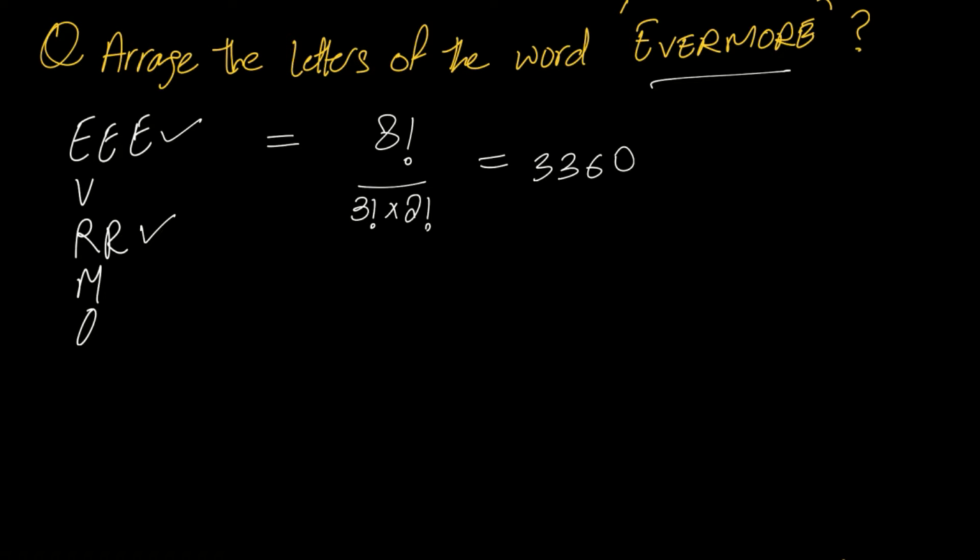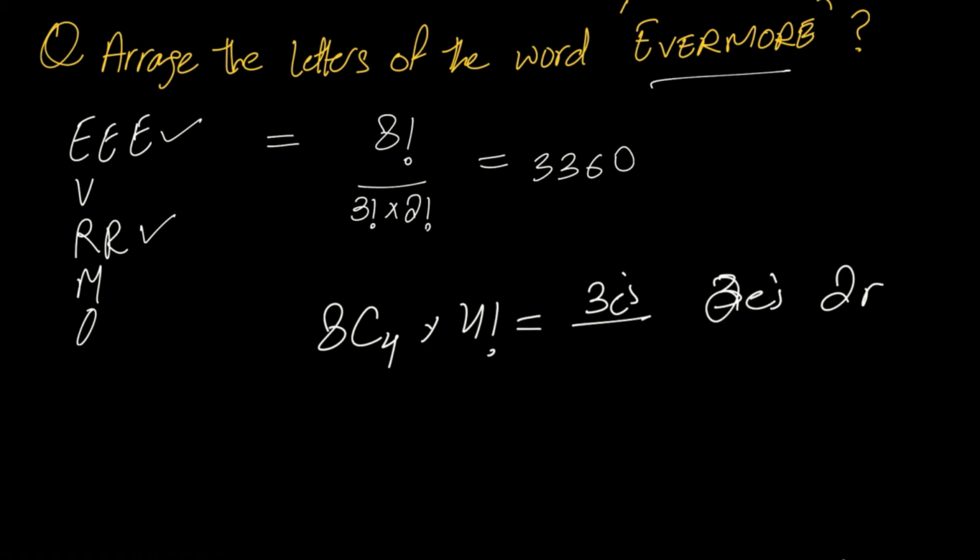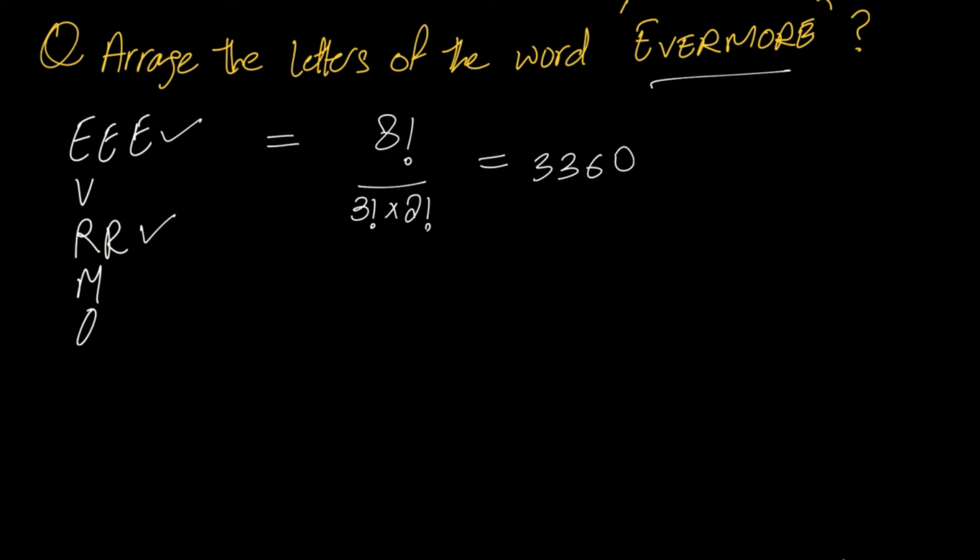Okay, now if they had asked, for example, for a 4 letter arrangement from the word EVERMORE, I would have thought, okay, we have to choose 4, 8C4 into 4 factorial. But in this case, I won't know in how many selections I will have 3 E's, in how many selections I will have 2 E's, in how many selections I will have 2 R's. So I will have to divide by 3 factorial and 2 factorial respectively, no? I won't know this, and I can't generally divide everything by 3 factorial and 2 factorial. So this method is wrong.